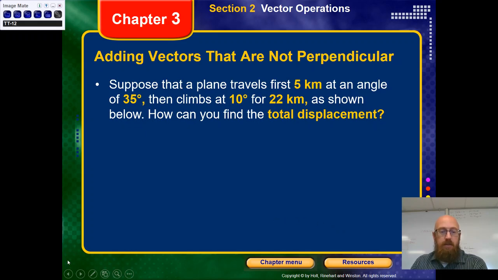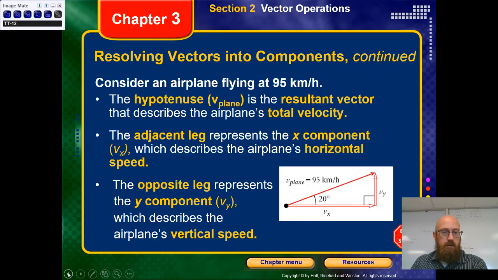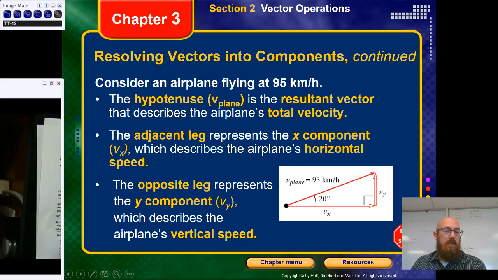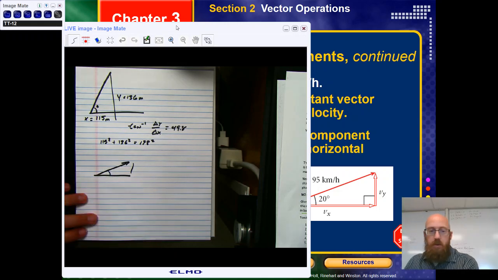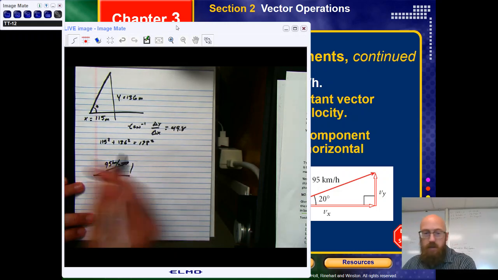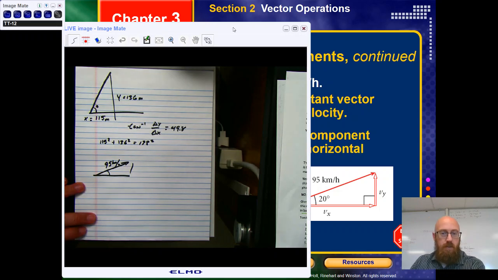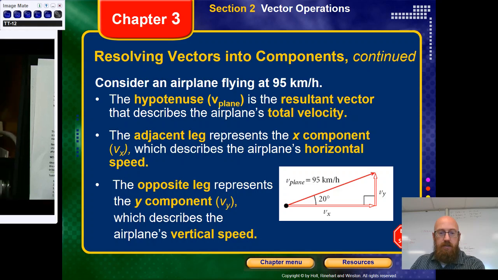wait a minute, it didn't solve it. Well, let's solve it. 95 kilometers an hour. Which one do I want to use? I'm doing 95 kilometers an hour. Do I want to use sine or cosine to find x?